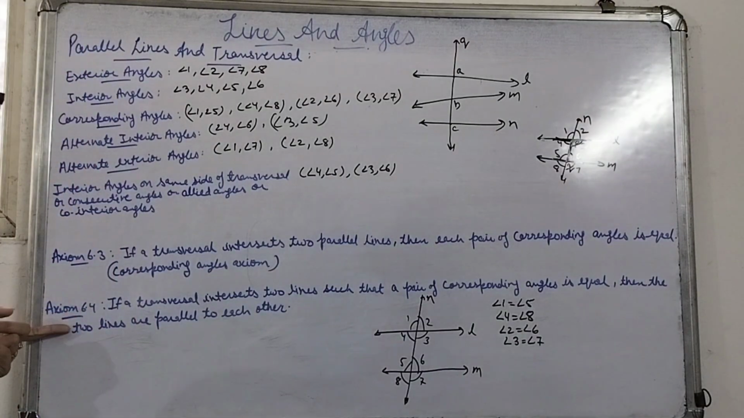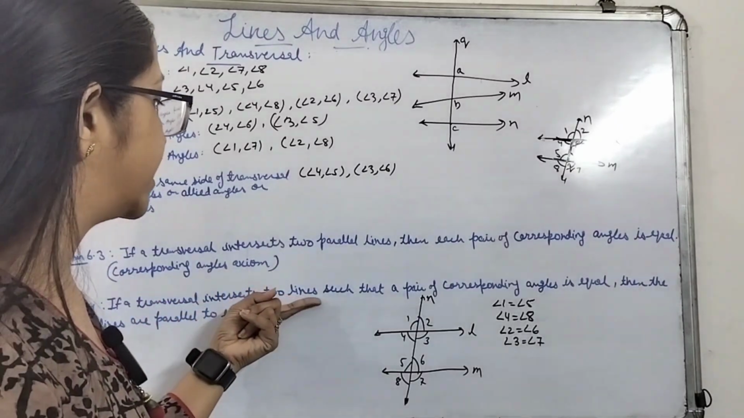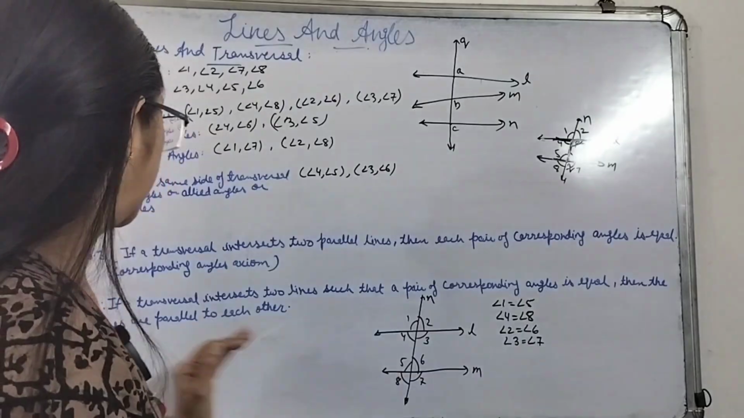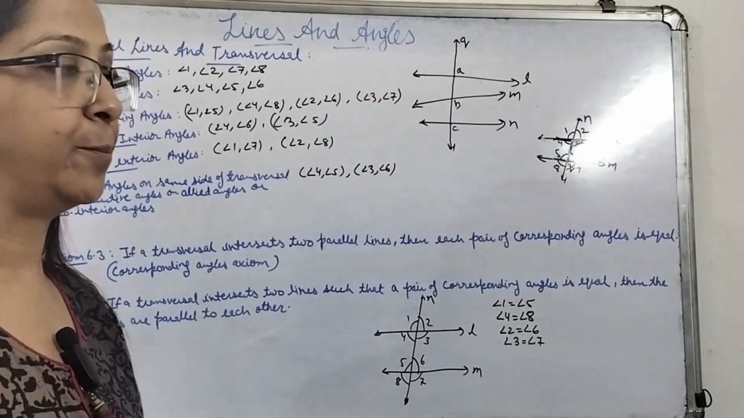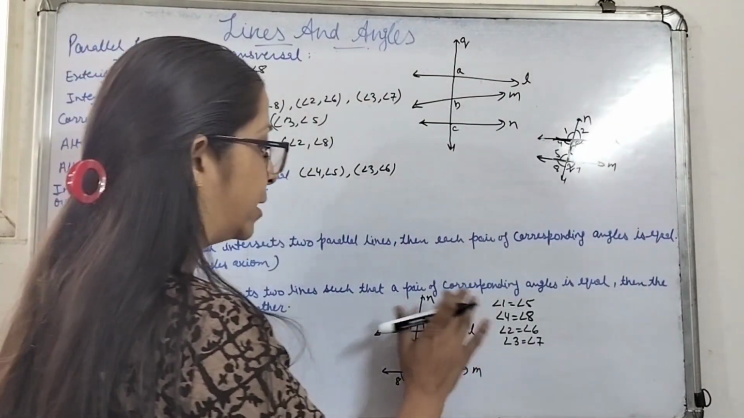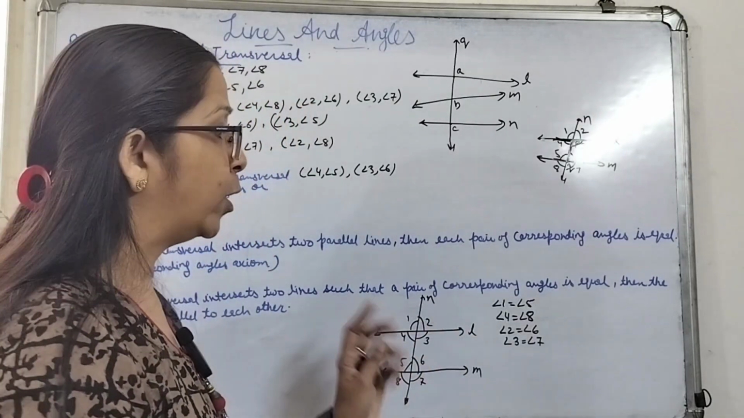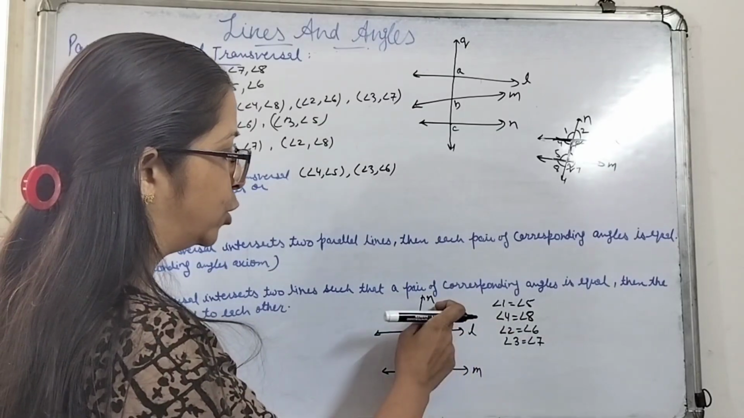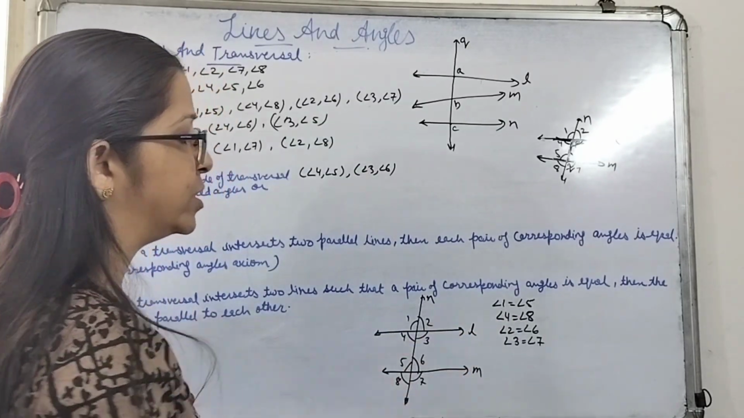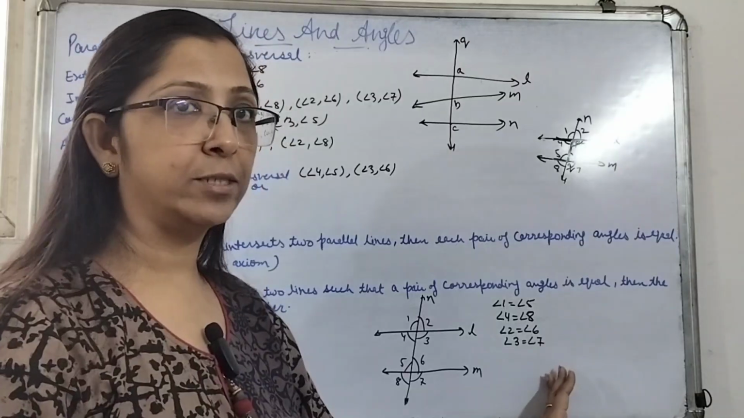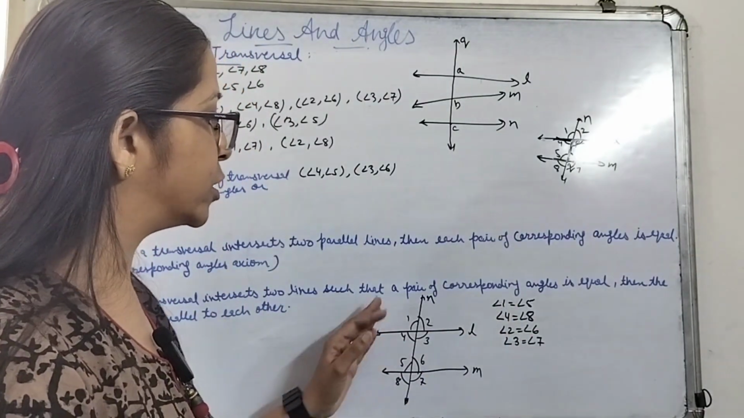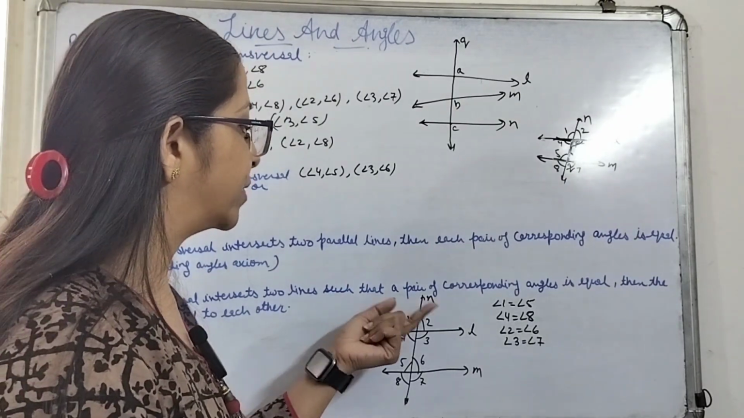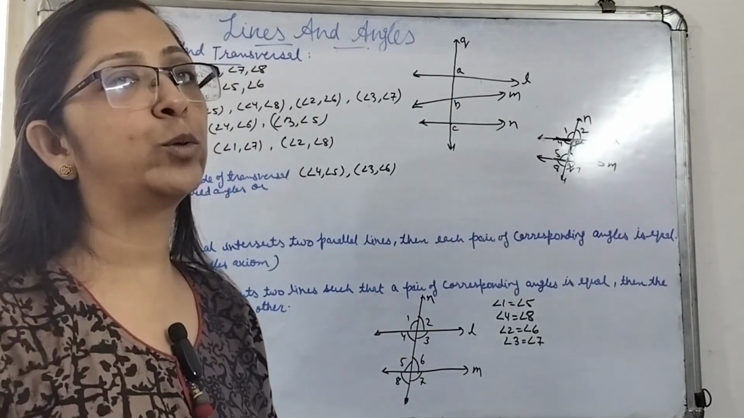Now the next axiom is 6.4. If a transversal intersects two lines such that a pair of corresponding angles is equal, then the lines are parallel to each other. Over here, it is not given to us that the lines are parallel. Only it is given that angle 1 is equivalent to angle 5, angle 4 is equivalent to angle 8, angle 2 is equivalent to angle 6 and angle 3 is equivalent to angle 7. If any one pair of corresponding angles is equivalent, then we will say that the two lines are parallel to each other.